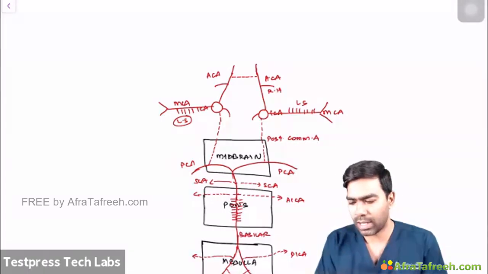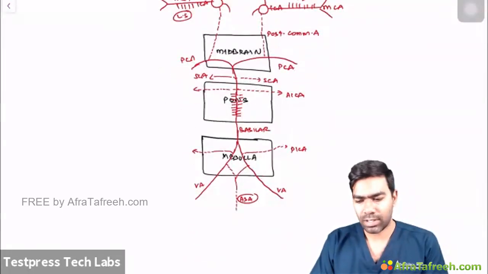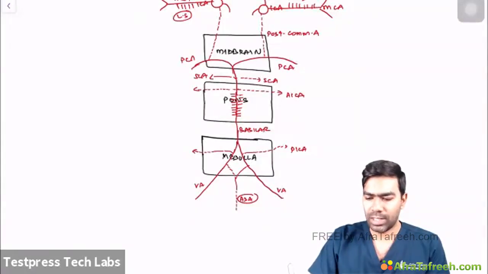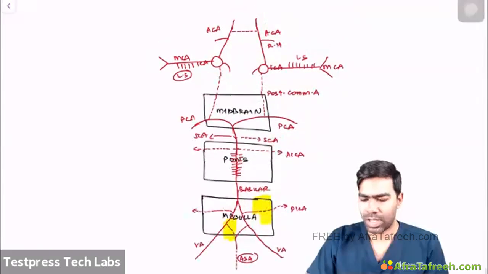So this is going to be the entire anterior as well as the posterior circulation as far as the circle of Willis is concerned. So now how can you understand? If you see, the lateral portion of the medulla is primarily supplied by the PICA, and the medial aspect of the medulla is primarily supplied by the anterior spinal artery.